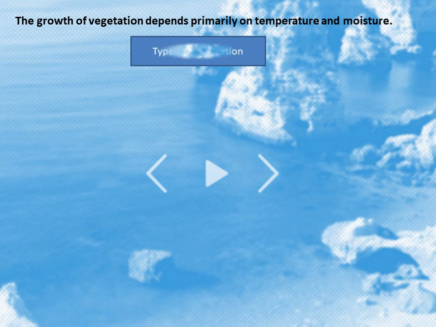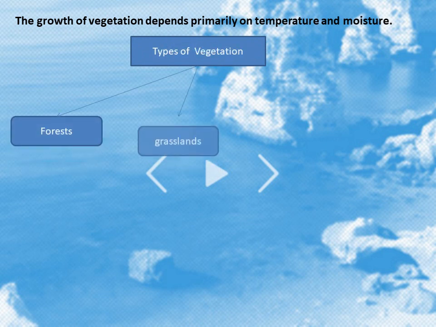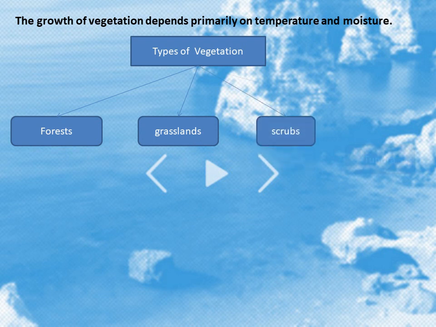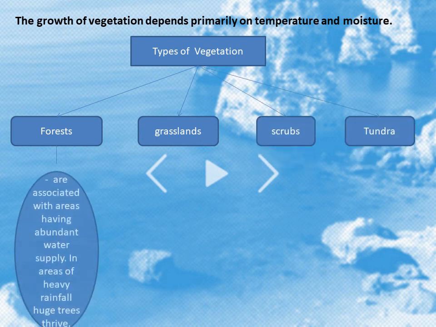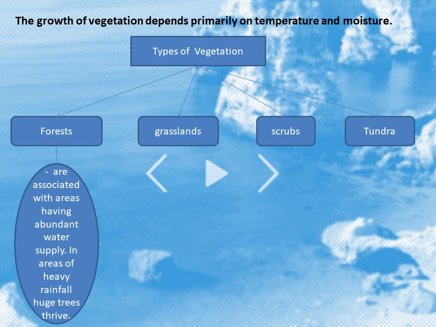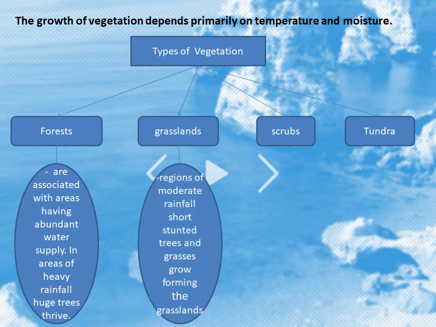The major vegetation types of the world are grouped as forests, grasslands, scrubs, and tundra. Forests. In areas of heavy rainfall, huge trees may thrive. The forests are thus associated with areas having abundant water supply. Grasslands. As the amount of moisture decreases, the size of trees and their density reduces. In the regions of moderate rainfall, short stunted trees and grasses grow, forming the grasslands of the world.